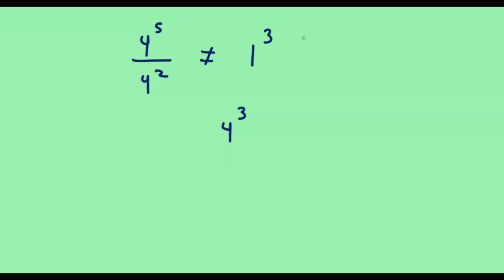Another thing we need to remember is that we need to have the same base if we want to use the quotient law. For example, over here we have the same base of 4. So we cannot apply the quotient law to something like 5 to the power of 6 divided by 3 to the power of 4. This is because the base over here is 5 and the base over here is 3. We can see that the bases are different, and so we cannot apply the quotient law to this.